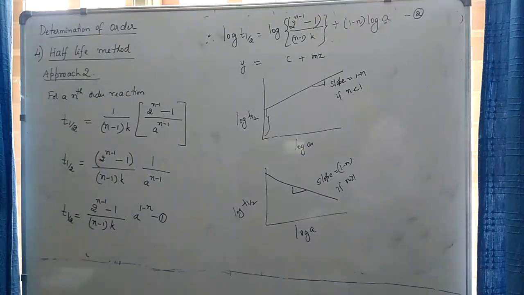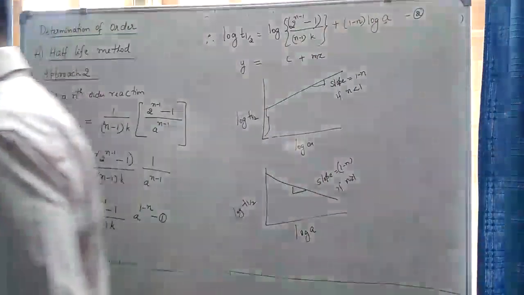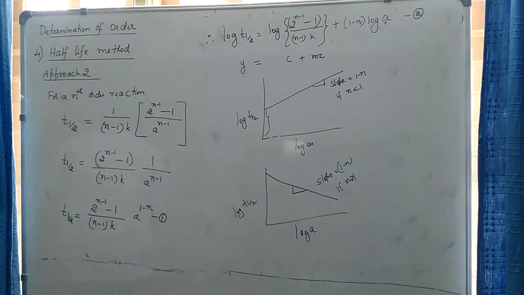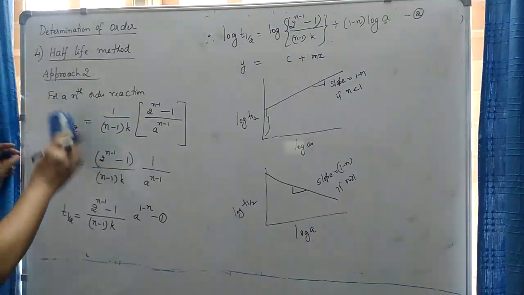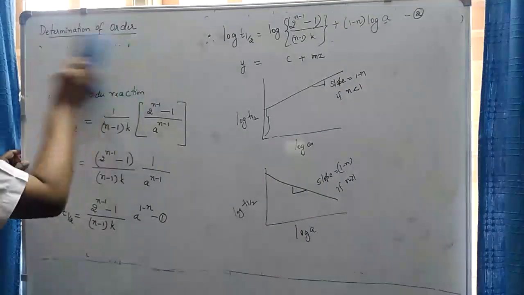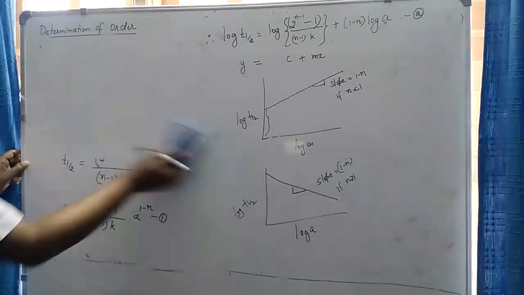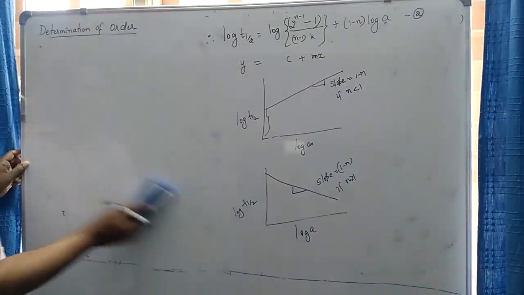The fifth method is a graphical method. It is a less known method, so I will not go into much detail of this method. I will only explain the important points of this method.